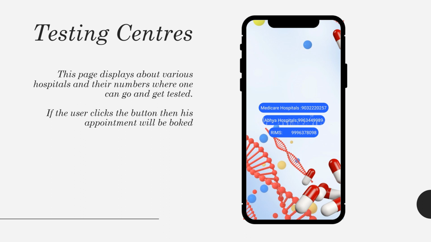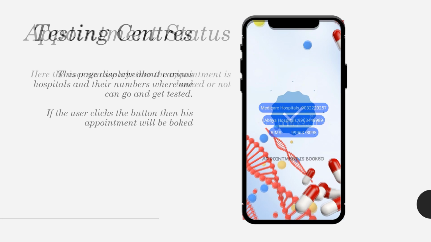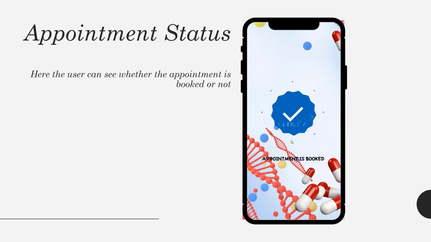Testing centers. This page displays various hospitals and their numbers where one can go and get tested. If the user clicks on the button, his appointment will be booked. Appointment status. Here, the user can see whether the appointment is booked or not.